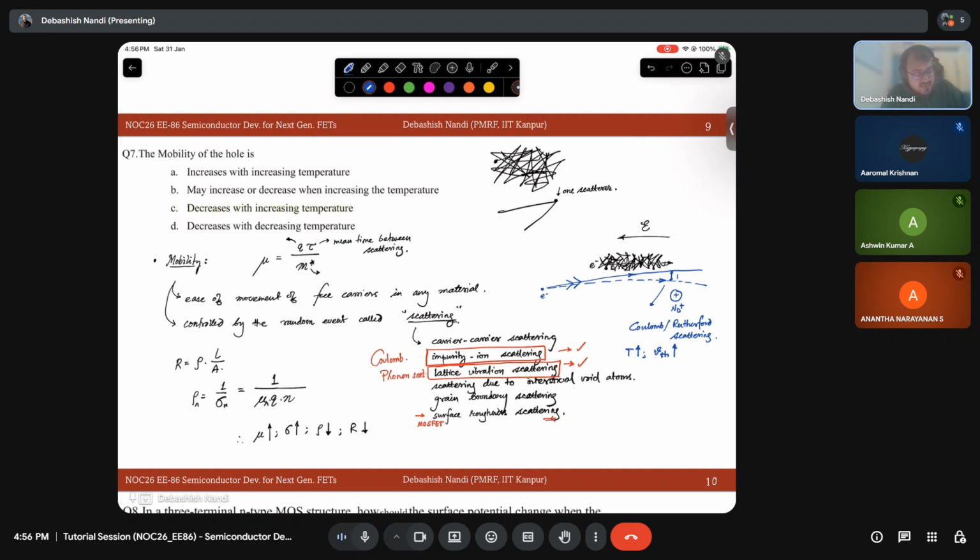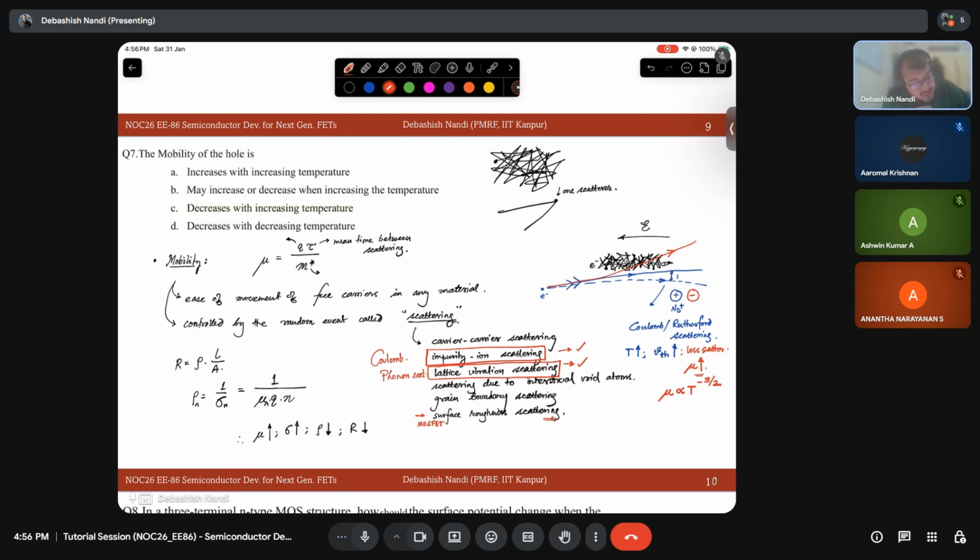If it is negative charges, electron will just go in this direction. Fine, it will get repelled. That is also Coulombic repulsion force. So if your temperature is more, less scattering, that means your mobility will be higher. Okay, and this Coulombic scattering mobility is basically proportional to temperature raised to minus 3 by 2.